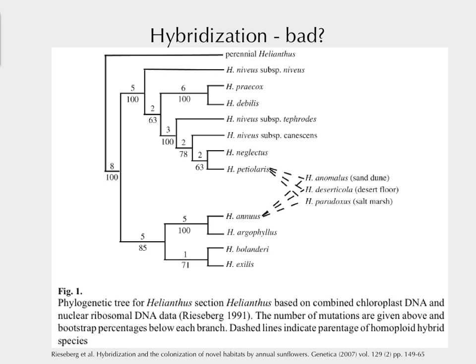All right. Let's look at this case. So Helianthus. Who knows what Helianthus is? Sunflowers, right? Okay, so here we have a phylogenetic tree of sunflowers, and we see these are hybrids formed from those two parent species. Okay? Do they do well in nature? What would be your first guess going into this?